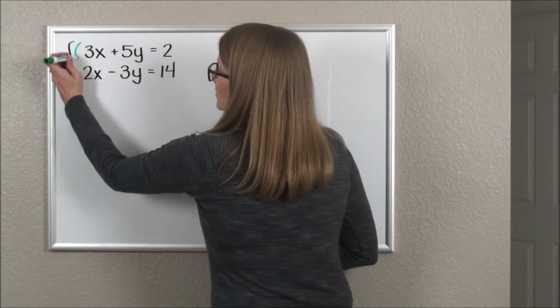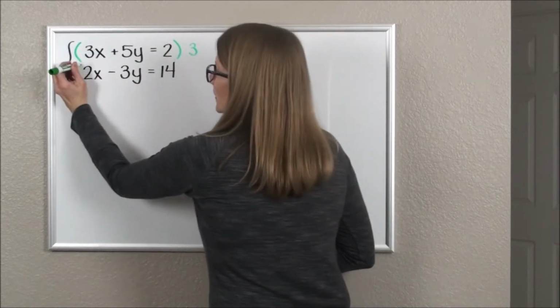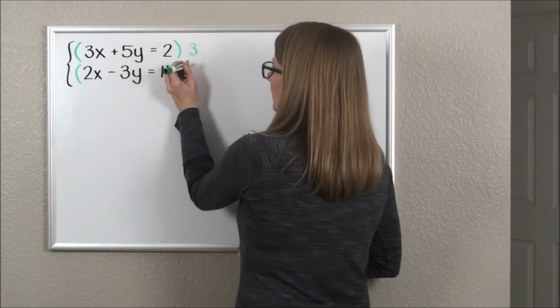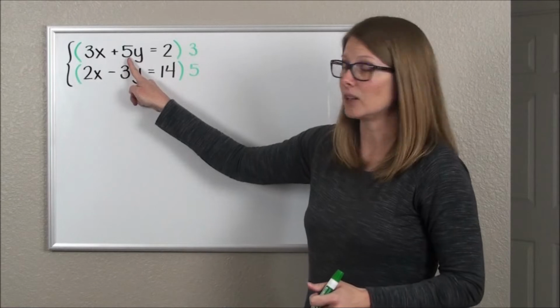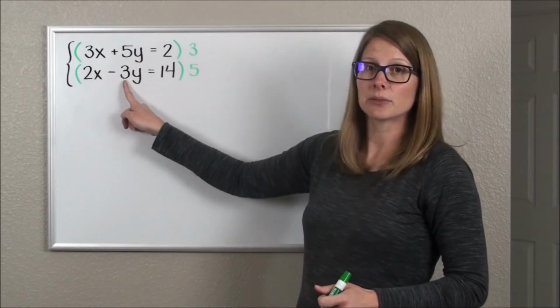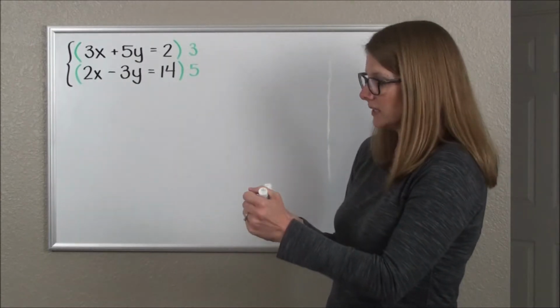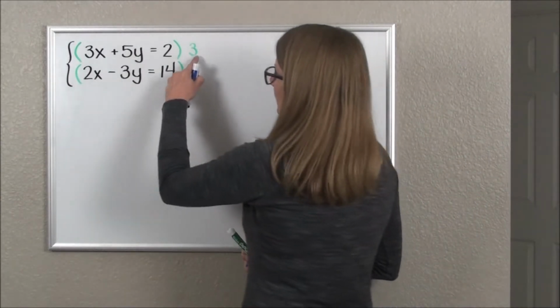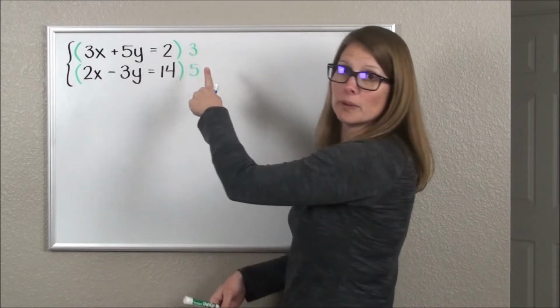That's one way to look at it. So what if I multiplied this entire first equation by 3 and this entire second equation by 5? That would turn 5y into 15y. It would turn -3y into -15y, and then they'll cancel. So let's give this a try. Make sure that you're multiplying everything in that equation by the same number so it maintains that balance.